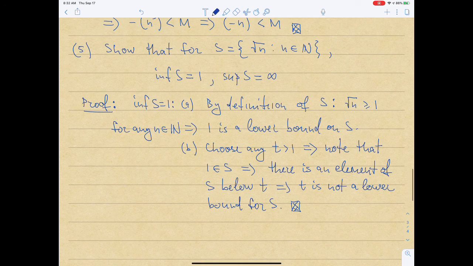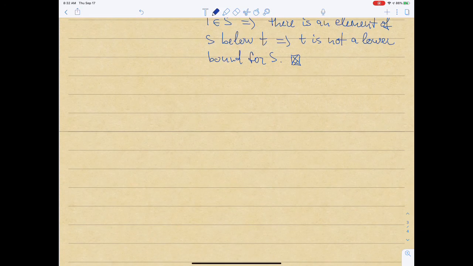In the second part, we want to show that the supremum is equal to infinity. So B, I want to show that supremum of S is infinity. Well, so again, to show that supremum is equal to infinity, I have to demonstrate that S is not bounded from above, which means that for any positive number, I should be able to find an element of my set which is greater than that number.